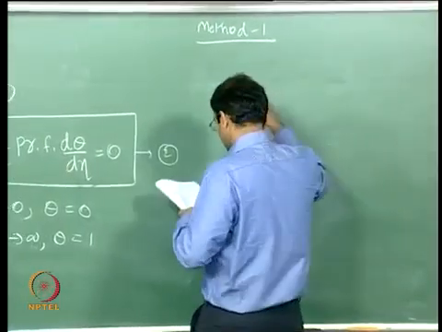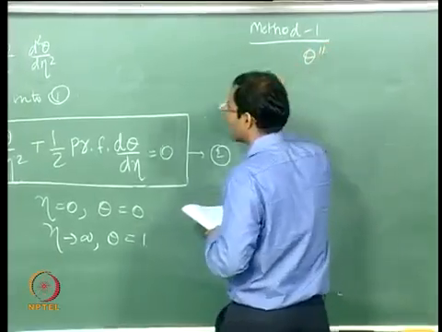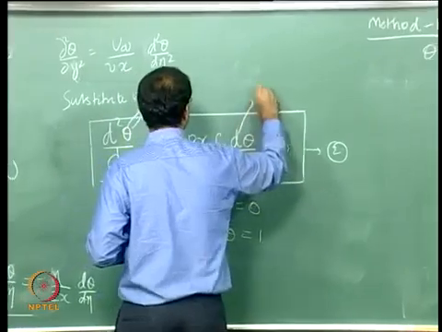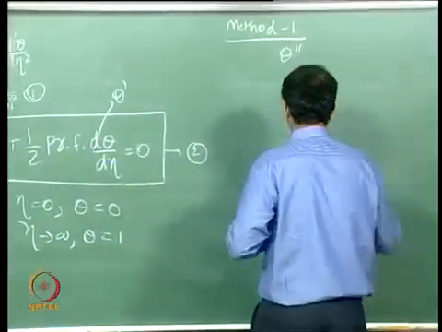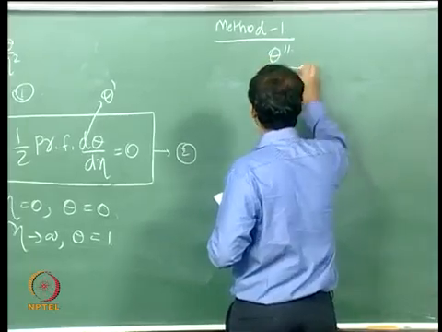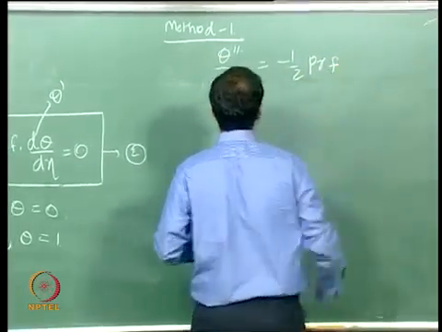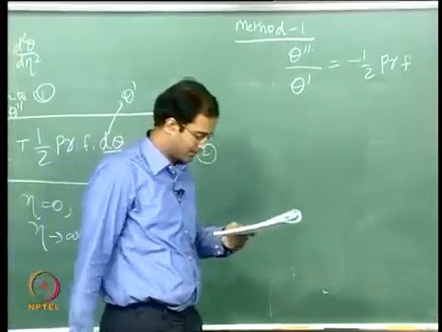So I can write this in my convention, which I am more familiar with. I am writing theta double prime and theta prime, just like I used f double prime and f prime. So theta double prime by theta prime should be equal to minus half Pr into f. I am just rewriting the similarity equation.